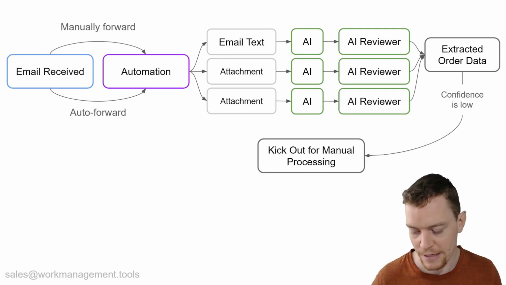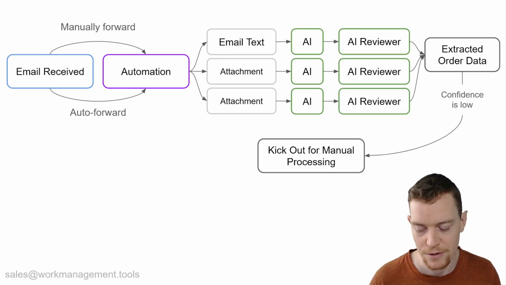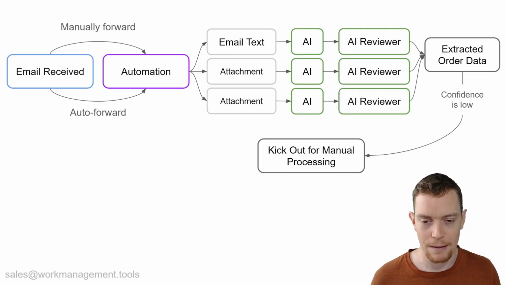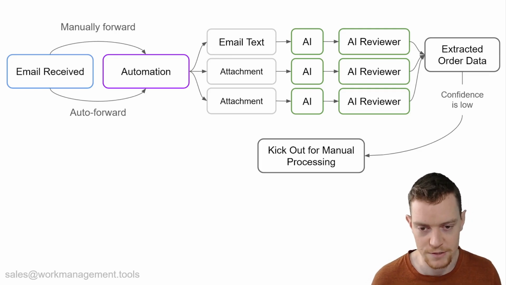So say, hey, look, this PDF is really poor quality, or we can't extract data from it for some reason, or key data is missing. Maybe it doesn't look like an order at all. And we'll say, hey, can you please process this manually? So there'll be a queue there for your staff to handle.